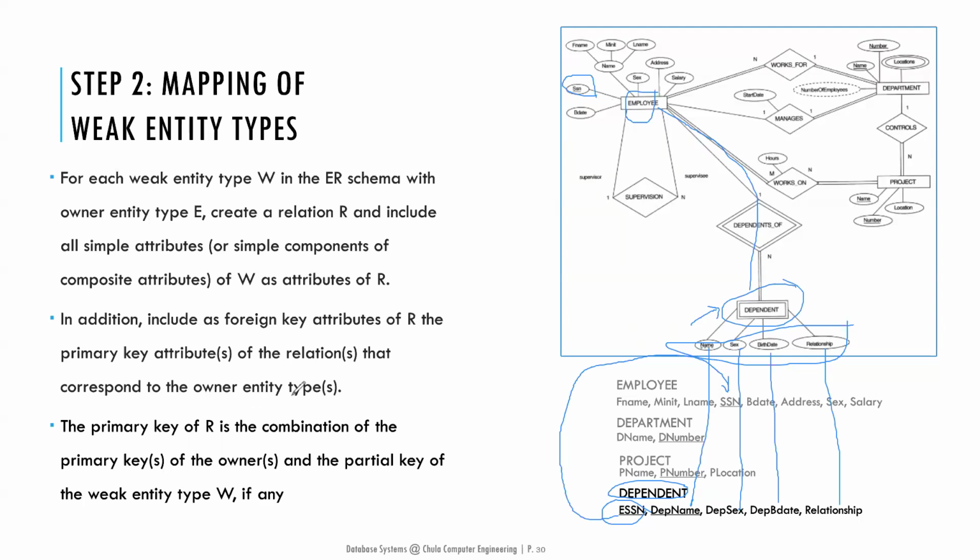Okay. So right here, I also say that the primary key of R is the combination of the primary key of the owner and also the partial key of the weak entity type W, if any. All right. So the primary key of the owner is the SSN. So I have to assign it as primary key here. And also from dependent, you see that you have the partial key underlined with a dotted line under name, right? So you have to make these two a key for this dependent table. All right.